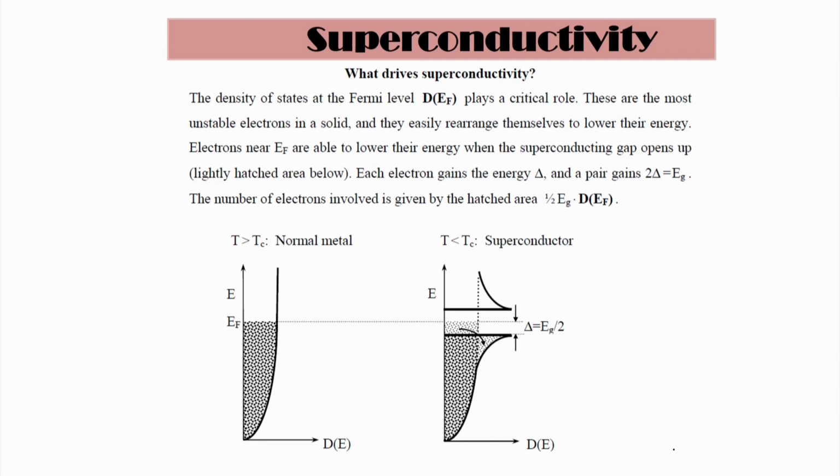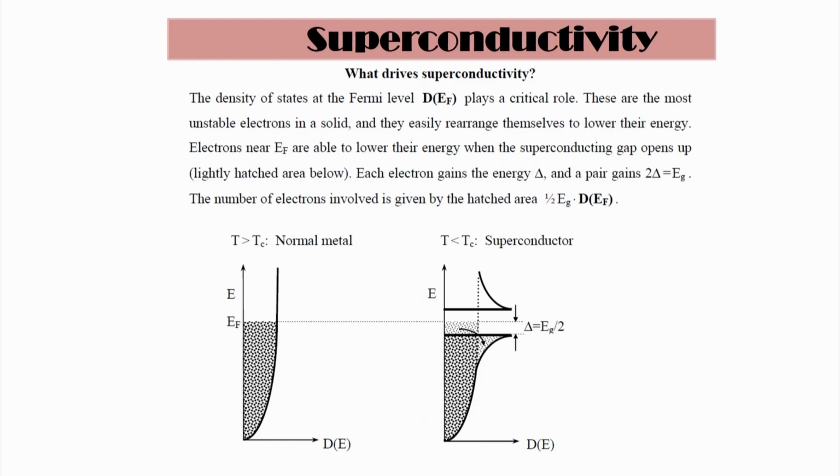So, the question is, what drives superconductivity? What causes a superconducting transition? The density of states at the Fermi level, call it D(E_F) or N(E_F) depending on which book you are following, plays a critical role. These are the most unstable electrons in a solid, unstable because they can actually cross the barrier and go on to energy levels that are available to them, whereas the ones that are much farther away from the Fermi energy are very robust, they do not make any transition.